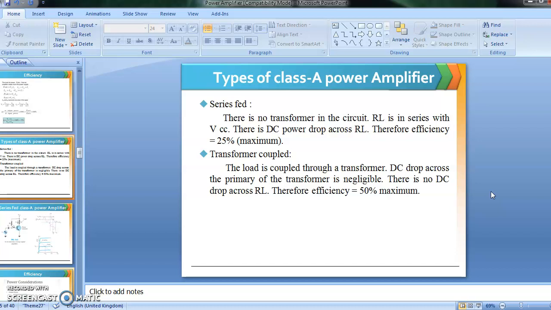Next type is the transformer coupled. Here the load is replaced by the transformer. For the DC, the primary of the transformer acts as a short circuit. Here there is no DC voltage drop across the primary of the transformer. So the efficiency will be increased. Here the efficiency will be 50%.